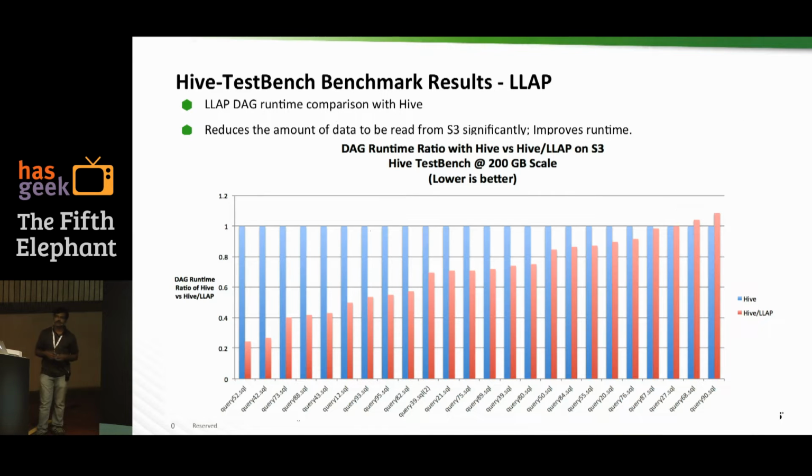If you want to speed up the queries a lot more, then you can make use of Hive on LLAP, which is in tech preview mode. It provides a lot more performance, where it reduces the amount of reads from S3, and we have seen almost a 4x improvement in terms of performance.